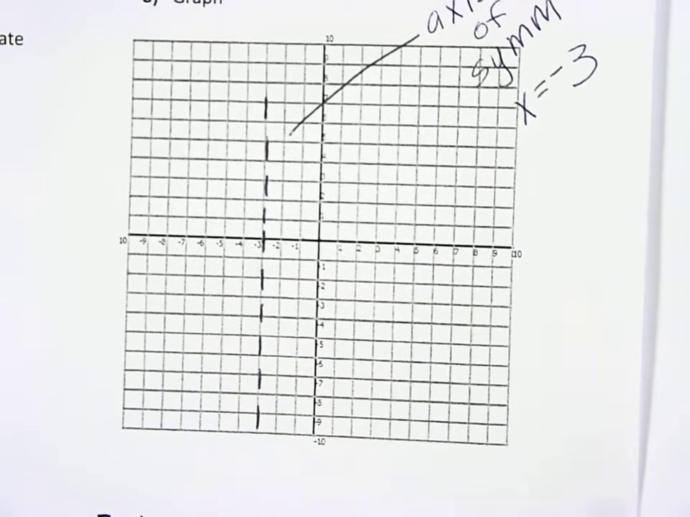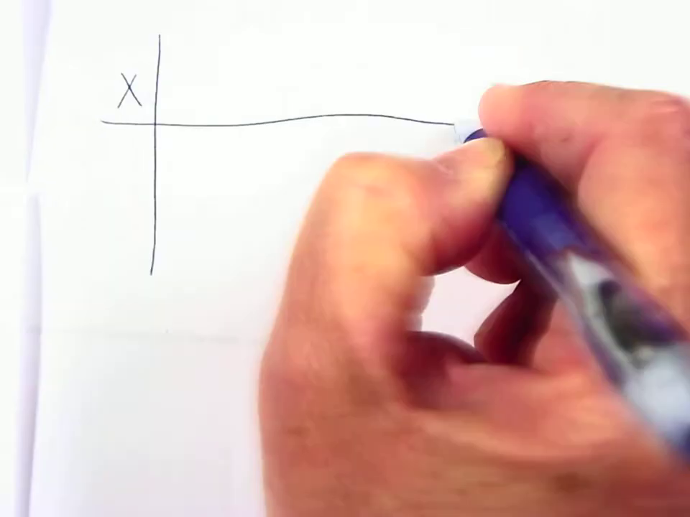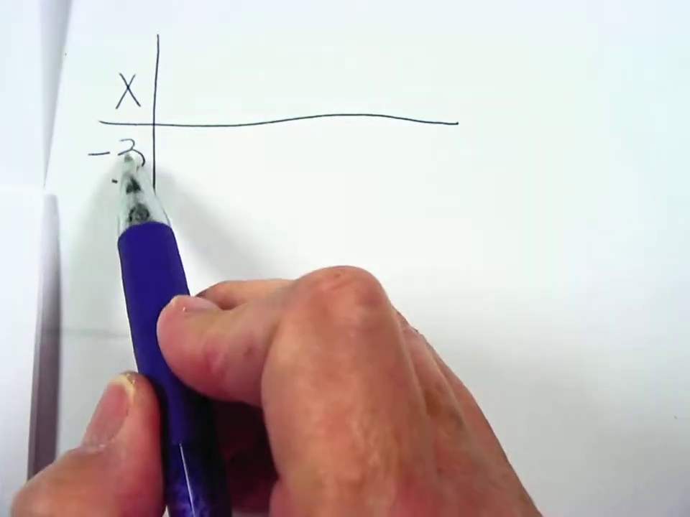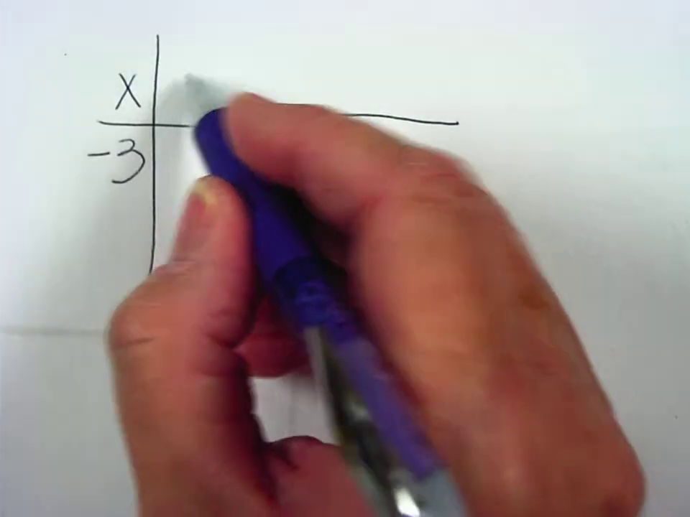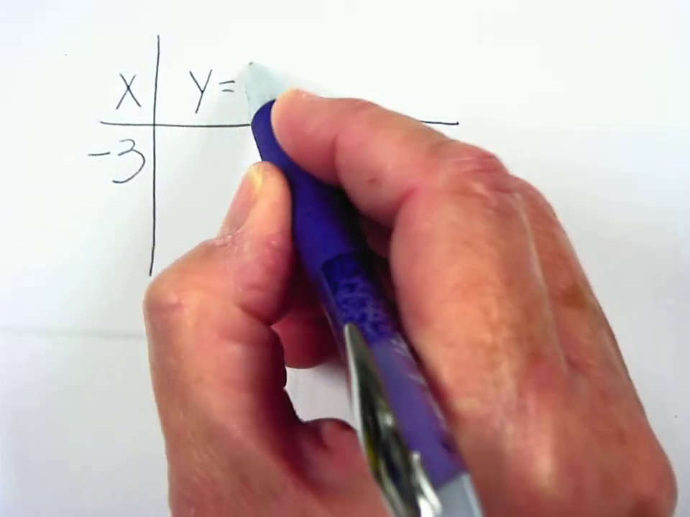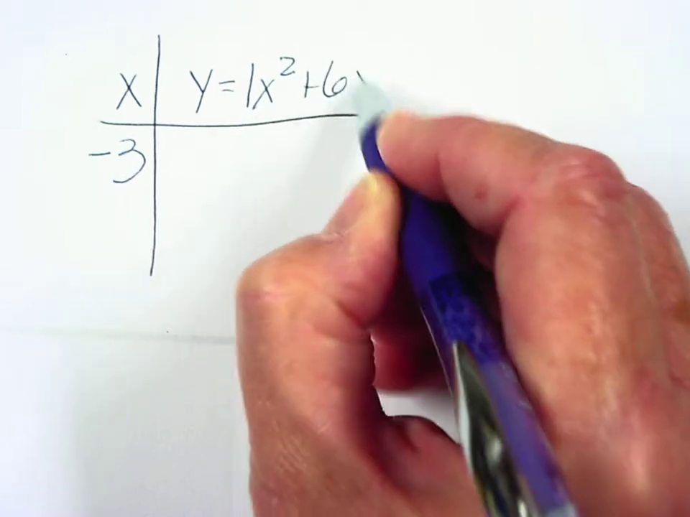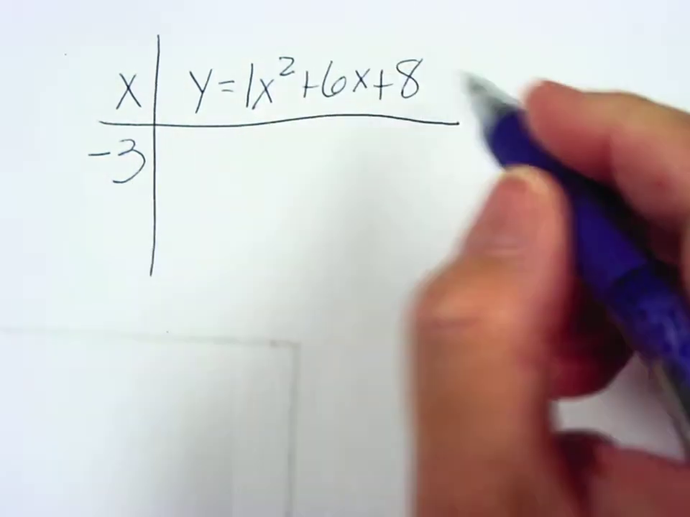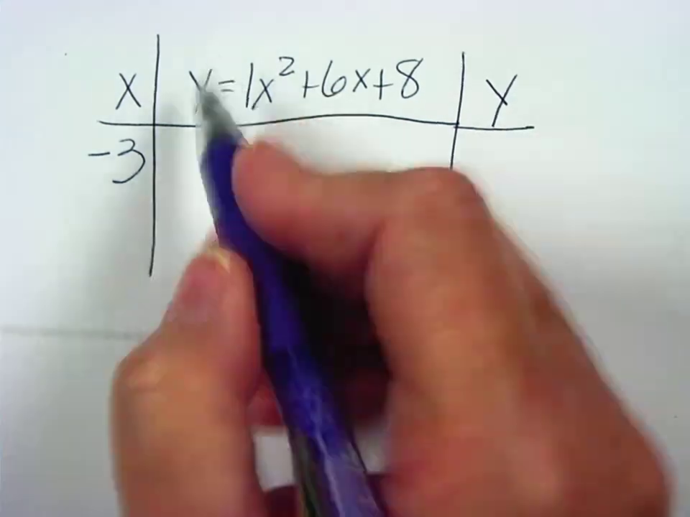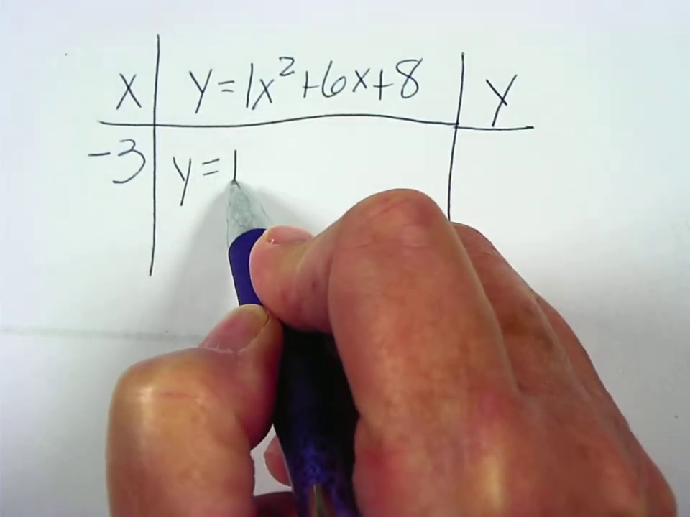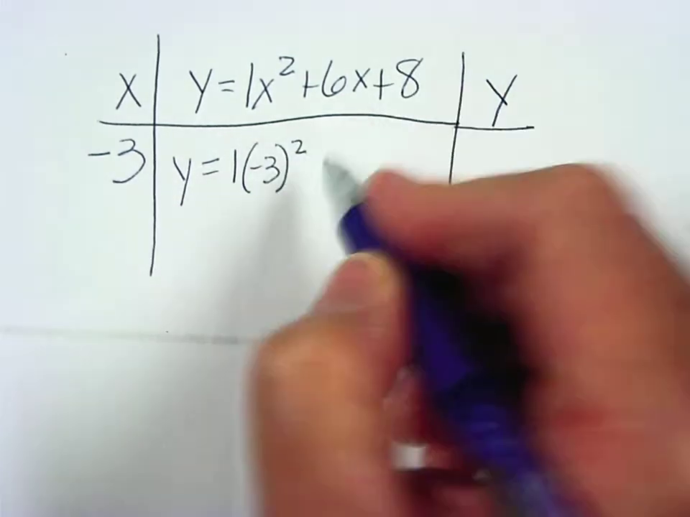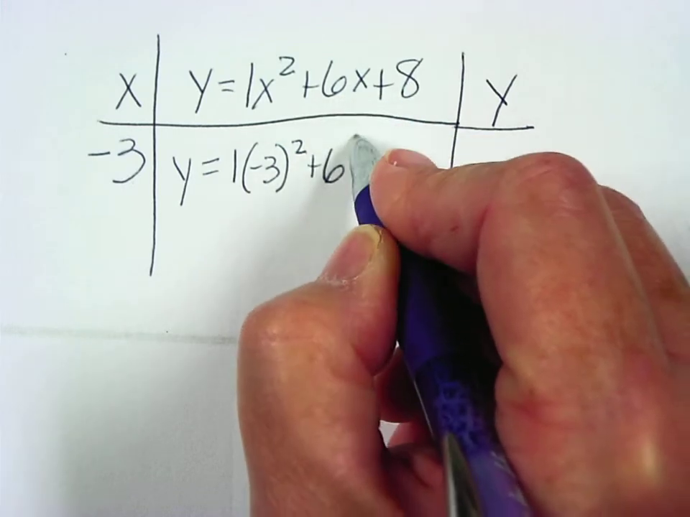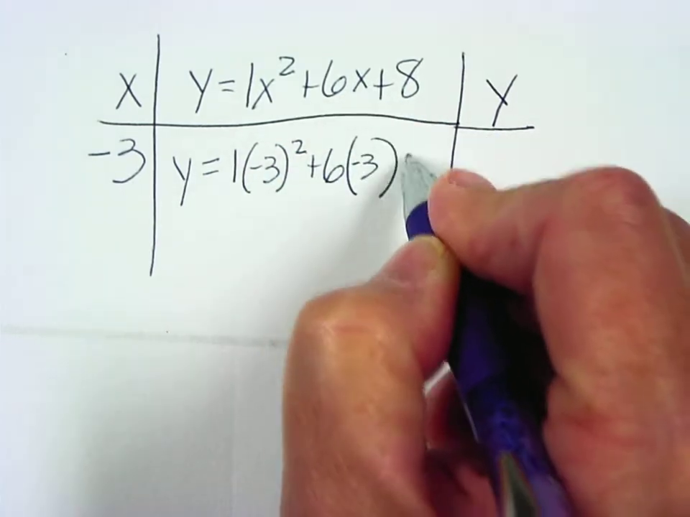So I'm going to make a function table, and I'm going to make x equal to negative 3, because I want this point to be on this line. So I'm going to write my equation into my function table in standard form, and I'm going to plug in negative 3 for x to find out what y is. So y is going to be 1 times negative 3 squared plus 6 times negative 3 plus 8.